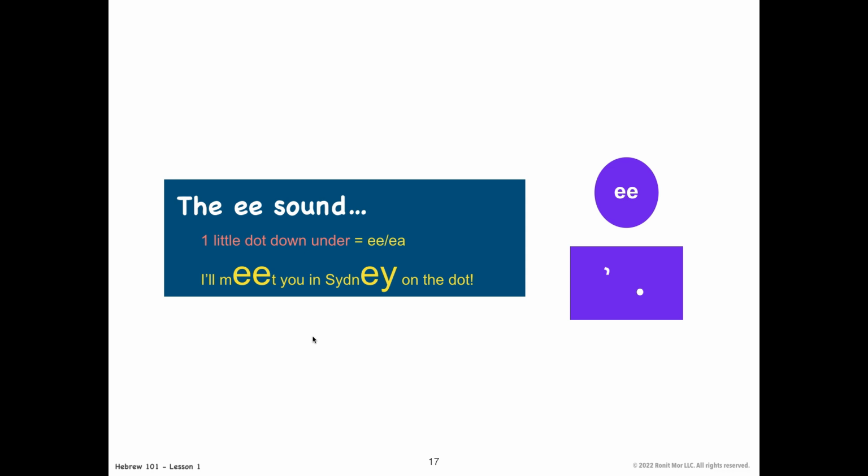The last sound is I. I is achieved with 1 little dot down under. It can also be achieved by adding the letter Yud after any other letter. It will cause it to sound as the sound I. So your encore sentence on this one is, I'll meet you in Sydney on the dot. Okay. So one dot, I, as in I'll meet you in Sydney on the dot.